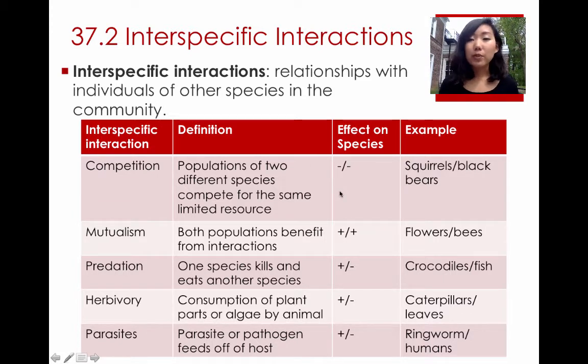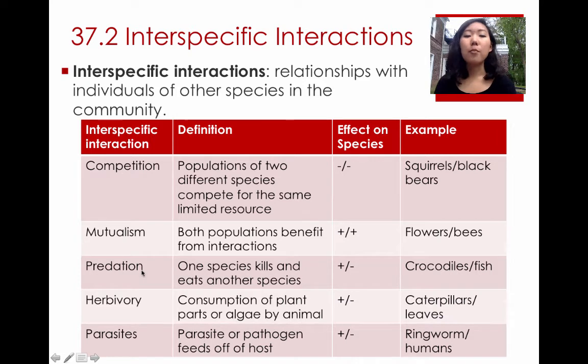A common example would be squirrels and black bears, which doesn't sound like they'd be competing with each other, but they both eat like the same kind of food. Another kind of interspecific interaction is mutualism. And mutualism is the opposite of competition, where both populations benefit from this interaction. So an example of this would be flowers and bees, where flowers benefit because bees help them to pollinate and to reproduce and spread, and bees benefit because they get the nectar from the flower.